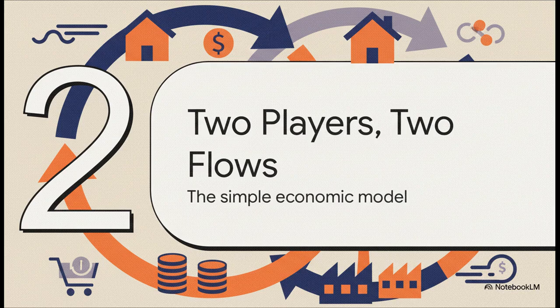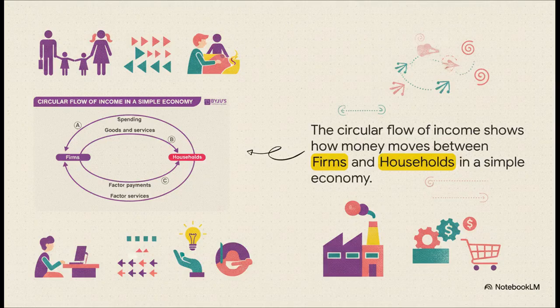Well, to get our heads around it, we're going to start with a really simple model. Let's just imagine an economy with only 2 main groups of players. And here it is. This diagram basically shows us the engine of an economy. On one side, you have households, that's us. We provide our labor, our work, to firms. In return, those firms produce goods and services, and they send payments, our paychecks, back to us. It's just a continuous loop.